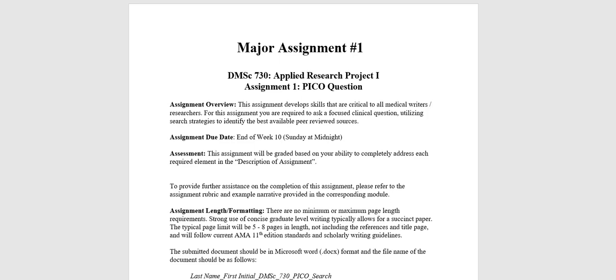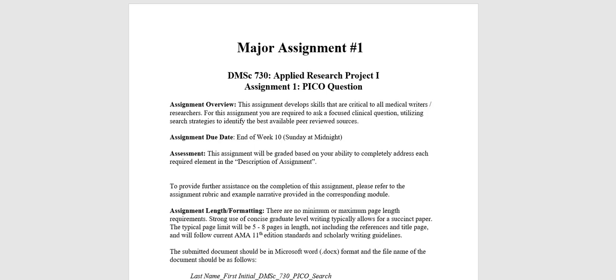Hello, everyone. Let's discuss major assignment number 1. So this is your PICO question assignment, and you'll find these instructions in the week number 2 module. For this particular assignment, you're going to be working on your skills as a medical writer and as a researcher. The assignment is going to be due Sunday at midnight at the end of week number 10.